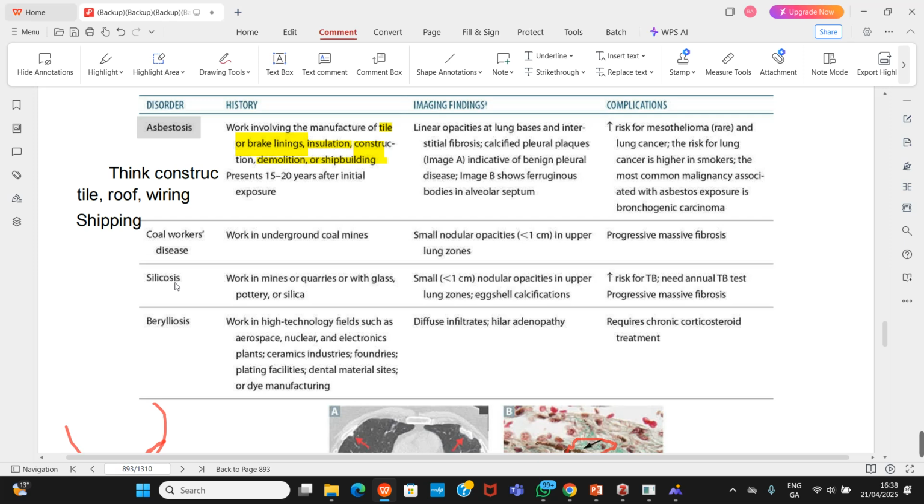But people that can get exposed to silica are people that play with sand, because the chemical constituent of sand is SiO2, silica. So people that work in foundries, pottery, where they use clay, glass, because part of what they use to make glass is sand. So quarries, mines, they can get exposed to the silica dust, and they can have the small nodular opacity in the upper lobe too, with surrounding eggshell calcification. So if you see eggshell calcification, just pick silicosis.